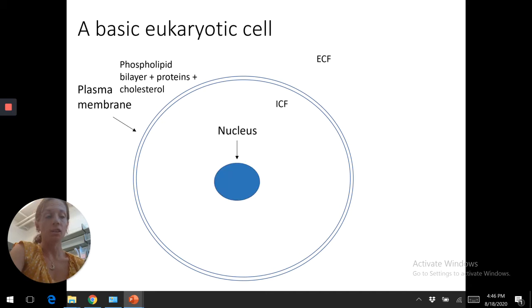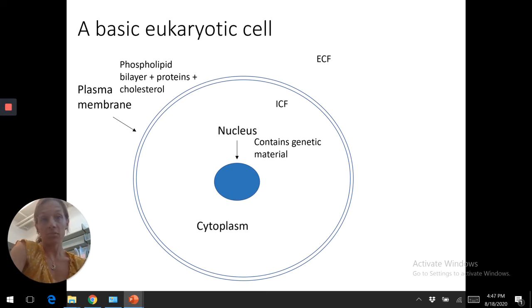There's a nucleus. The nucleus is where eukaryotic cells contain their genetic material, so DNA in this case, that has the instructions to make all the proteins that our cells need to make that vary based on what cell type it is, that's cell specialization.